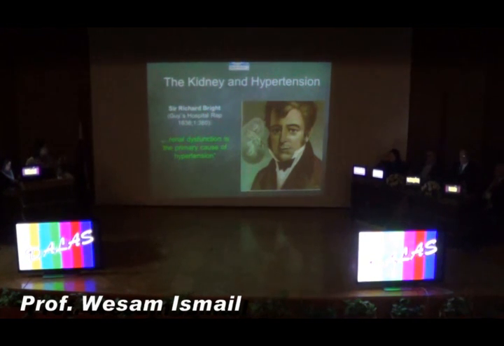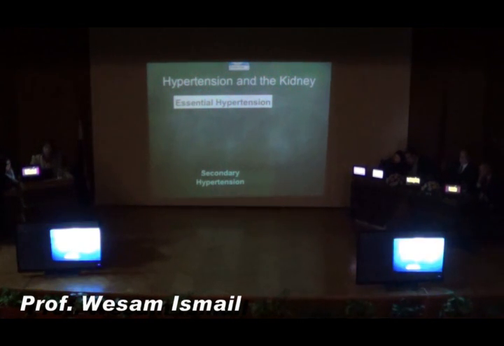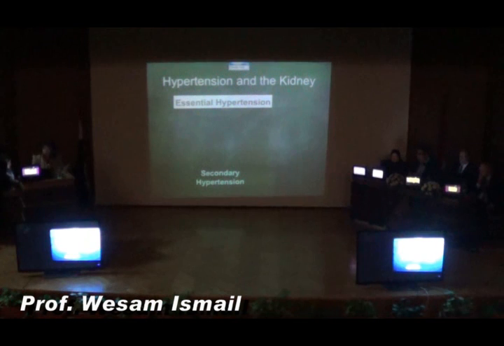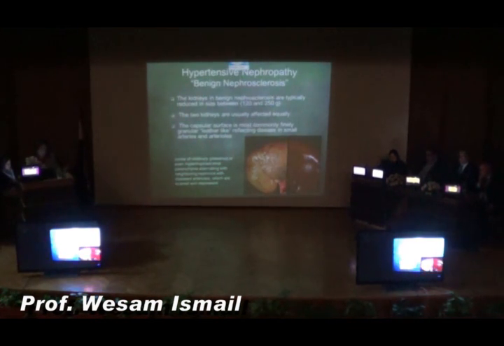Whichever way you want to look at the relationship between the kidney and hypertension, whether it is the kidney which starts the story, as Sir Richard Wright said more than 100 years ago, or whether it's hypertension and then the kidney. For the sake of time, I'm going to focus my talk on the pathological changes which occur within essential hypertension, namely hypertensive nephropathy, or what we know as benign nephrosclerosis, and accelerated phase or malignant hypertension. I'll start with hypertensive nephropathy, what we know as benign nephrosclerosis.